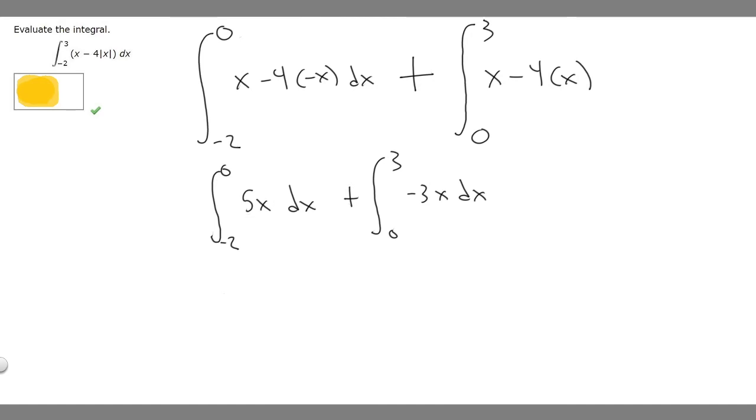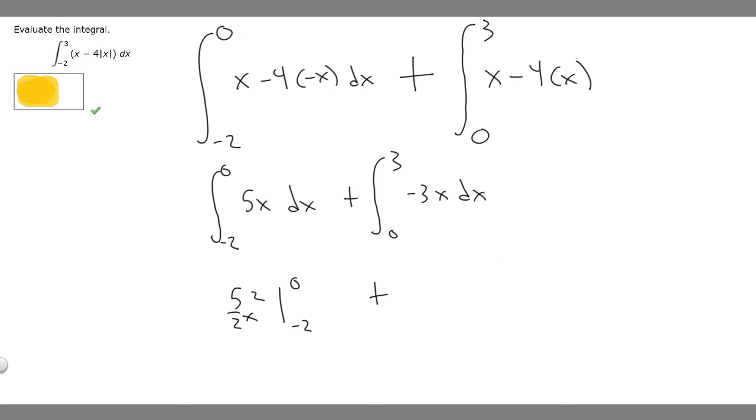So we have 5x here. We got to take the antiderivative first. The antiderivative of 5x is going to be, we add 1 to our exponent, so it becomes x squared. We divide by that exponent, divide by 2. Then we multiply by 5. So it's going to become 5 over 2 x squared. We're evaluating that from 0 to minus 2. And then we're adding that value to the antiderivative of this one evaluated.